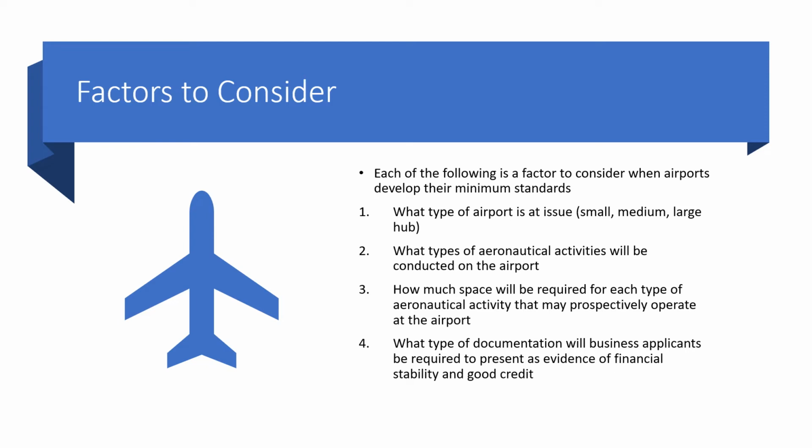So anything from airline operations to a small general aviation airport that may be receiving federal funding that is primarily an agricultural airport, say like crop dusting or things like that. Then you also need to consider how much space will be required for each type of aeronautical activity. What type of documentation will business applicants be required to present as evidence of financial stability and good credit? So obviously you don't want failing companies to come in and try to cut costs and cut corners, because that often leads to lapses in adherence to safety policies and guidelines.